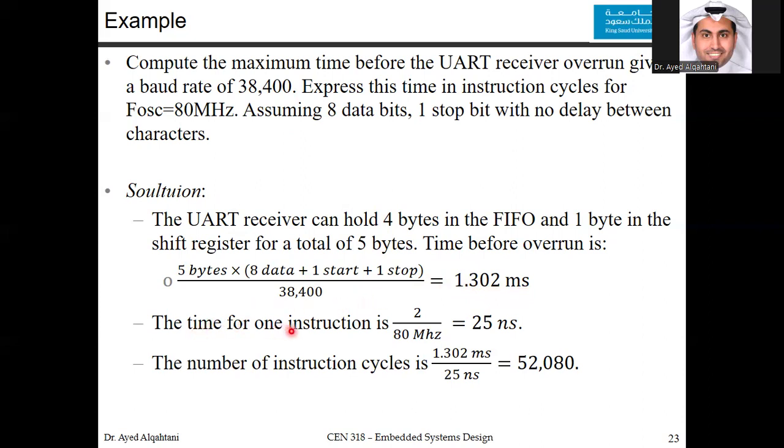The time for one instruction is 2 divided by 80 megahertz, and we know this from the relation between the frequency of oscillation and the instruction frequency, or the FOSC and the FCY. So 2 divided by 80 meg, that's 25 nanoseconds. Now we can compare them or find the ratio between them. The number of instruction cycles would be 1.3 milliseconds divided by 25 nanoseconds, which is 52,080 instructions. That's what you would have.